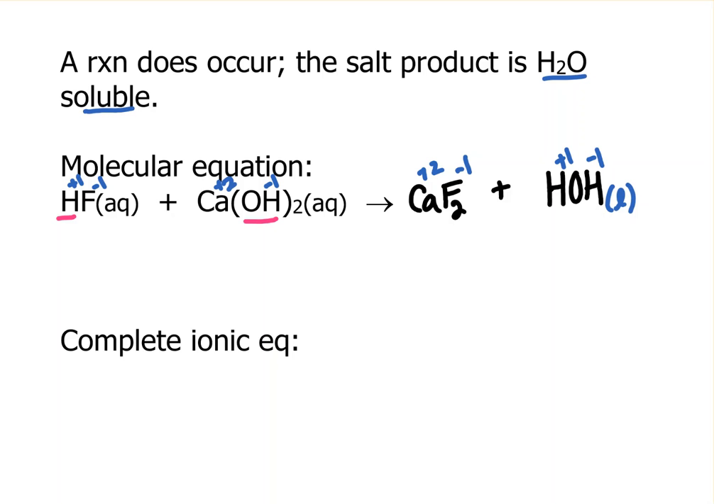Okay, and then our state symbols. Water will be L, and for the calcium fluoride, I was told that the salt product is water soluble. This is my salt. Remember, the salt is the ionic compound, a metal and a non-metal. And since it's water soluble, that means its state symbol is AQ.